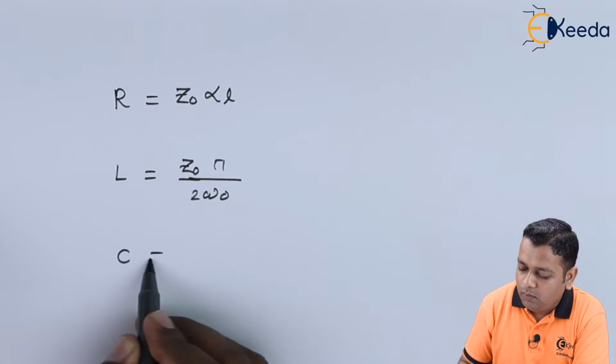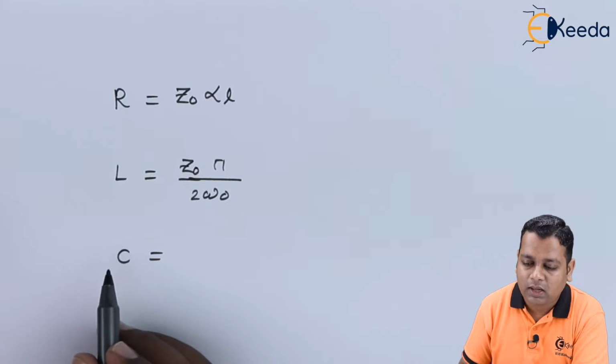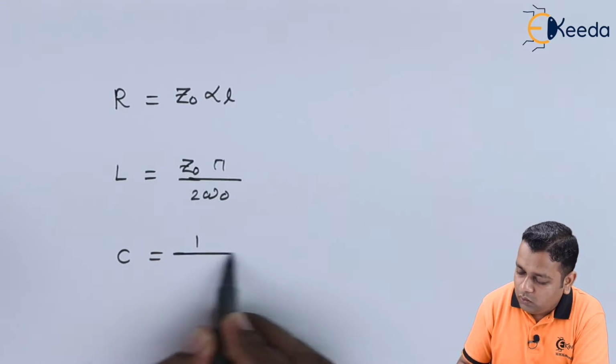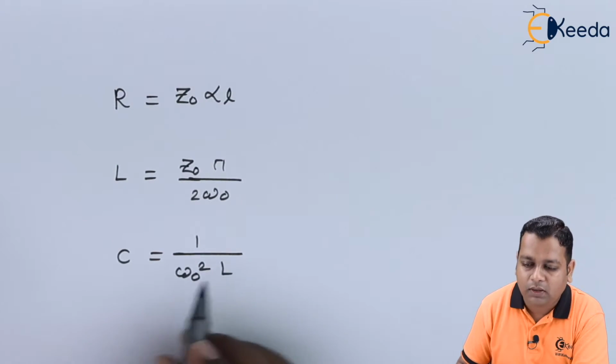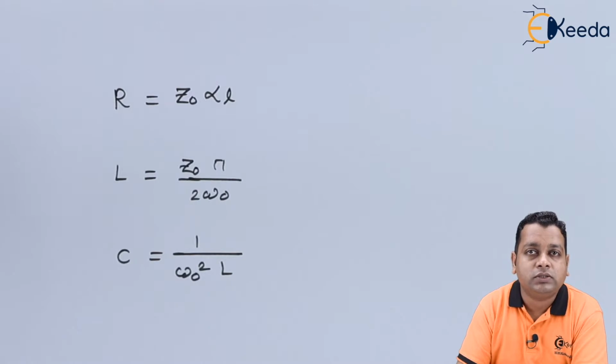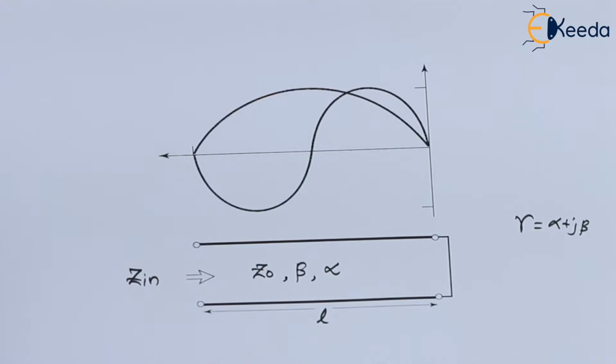Whereas the third component at the equivalent case to identify is the capacitor, and C is equal to 1 upon omega 0 square into capital L here. So this component will be responsible for the storage of electrical type of energy in the transmission line section working as resonator.